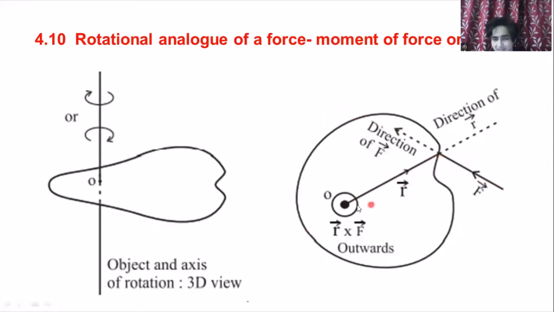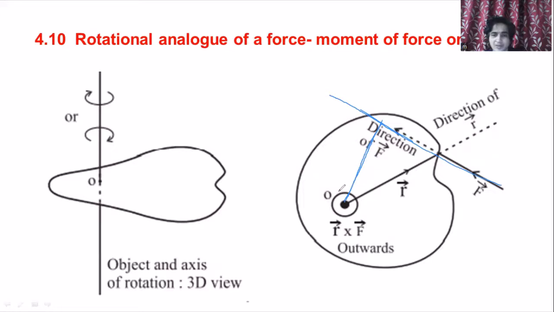And R cross F is going to be, this is force multiplied by this is R. R cross F is going to be, I shall do it with this. It will be this perpendicular distance multiplied by this force. Magnitude of force multiplied by perpendicular distance. So R cross F, it will be the top.